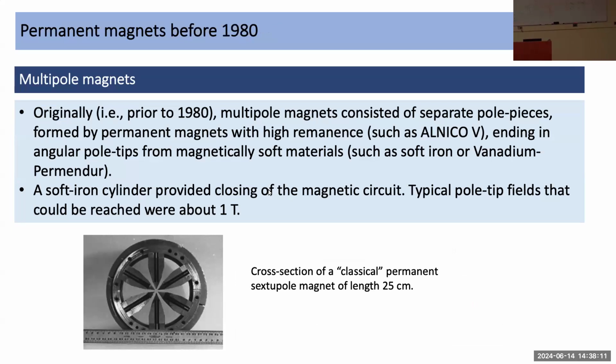Before 1980, mainly multipole magnets consisted of separate pole pieces, like they were formed by one permanent material, like with high remanence, alnico or permandur, vanadium permandur. And typically they look like this here. So this is a view in the direction of the magnet. It's about 25 centimeters long. You see it's quite an open structure. But the fields that could be reached with these types of pole tip fields, which means really the field at the very tip of the magnet, were only about a Tesla. One could not overcome that at that time.